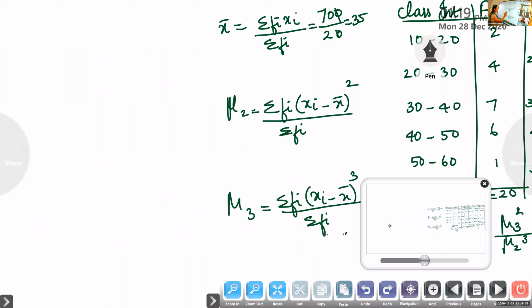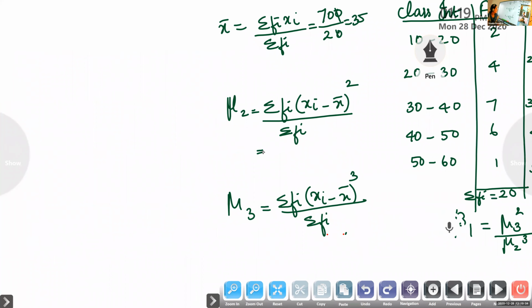So what is mu2? Mu2 is sigma fi into xi minus x bar the whole square by n: 2,200 by 20. This is 110. And the next one, mu3, is minus 6,000 by 20, which is minus 300.